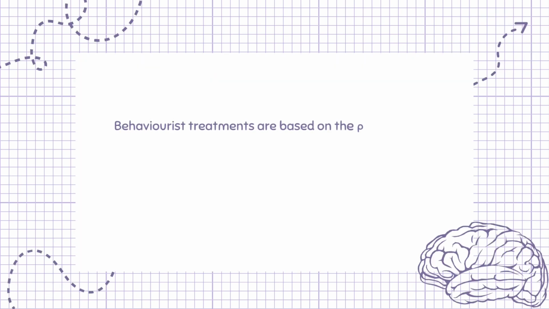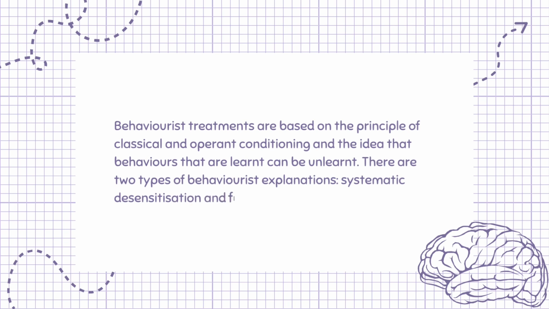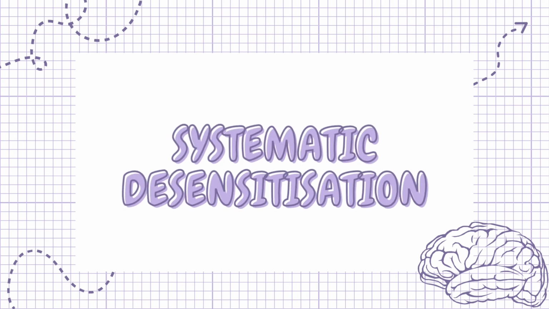Behaviorist treatments are based on the principles of classical and operant conditioning and the idea that behaviors that are learnt can be unlearnt. There are two types of behaviorist treatments: systematic desensitization and flooding. Systematic desensitization.